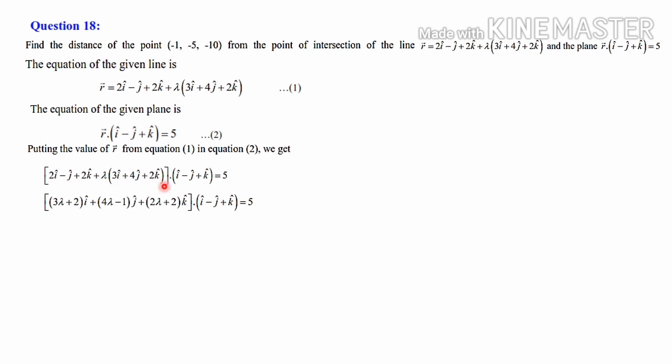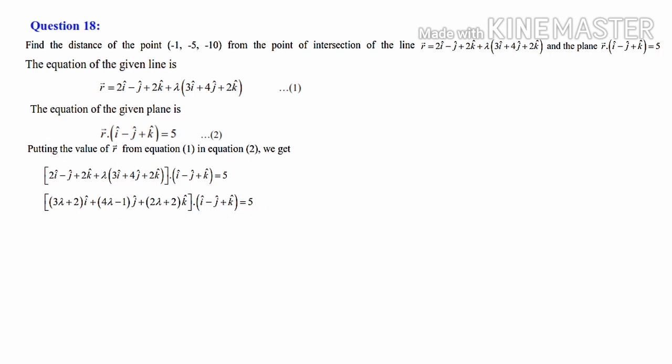So when you take the groups of i cap, j cap and k cap separately: along with i cap there is 3 lambda and there is 2, so (3 lambda + 2) into i cap. Along with j cap there is 4 lambda and here it is minus 1, so (4 lambda - 1) into j cap. Along with k cap there is 2 lambda and here it is plus 2, so (2 lambda + 2) into k cap. Grouping is over. Dot (i cap - j cap + k cap) = 5.